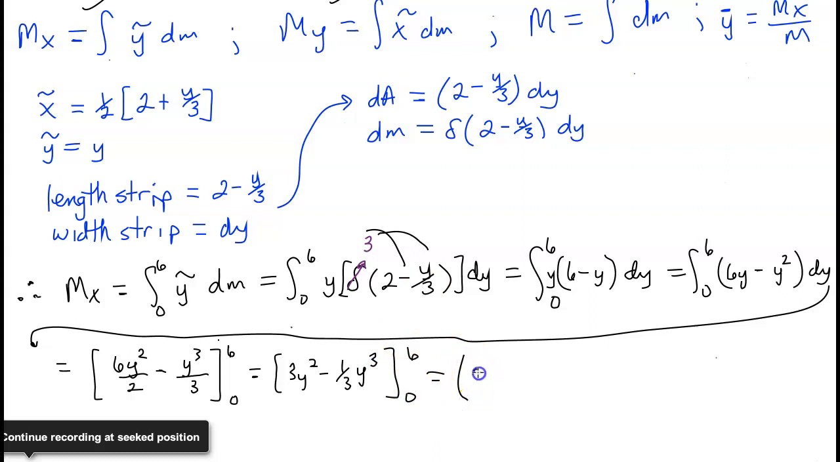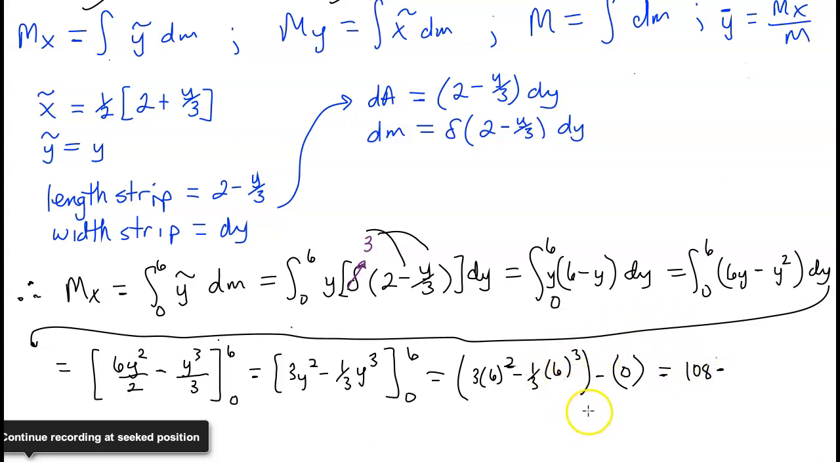And now we just plug in 6 everywhere we see y, minus, and we plug in 0 everywhere we see y. And of course, for both terms, that'll just end up being 0. And so all we have to do now is deal with what we have left. So we know that 6 squared is 36. And if we take 36 and multiply that times 3, we should get 108. So that's going to be 108 here.